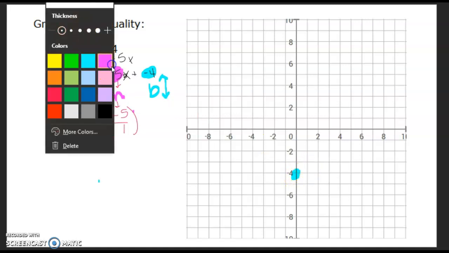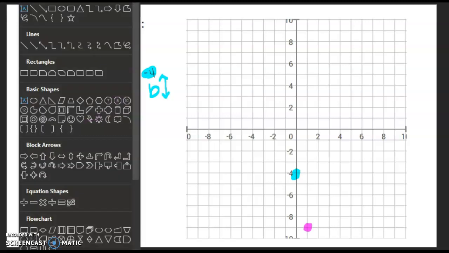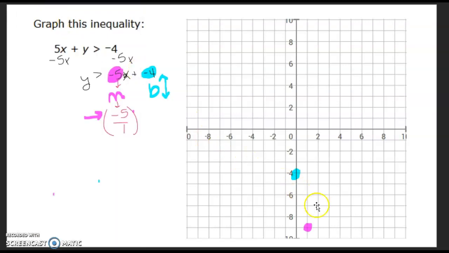Then we're going to use our movement, which is -5 over 1. So that's down 5 over 1. From the dot we just created, we're going down 1, 2, 3, 4, and 5, and then over 1. And that's where we're going to get our dot. That's our second dot. Look at us. So once you have 2 dots, you can go ahead and just draw a straight line. So let me get that for you because I can't draw a line.